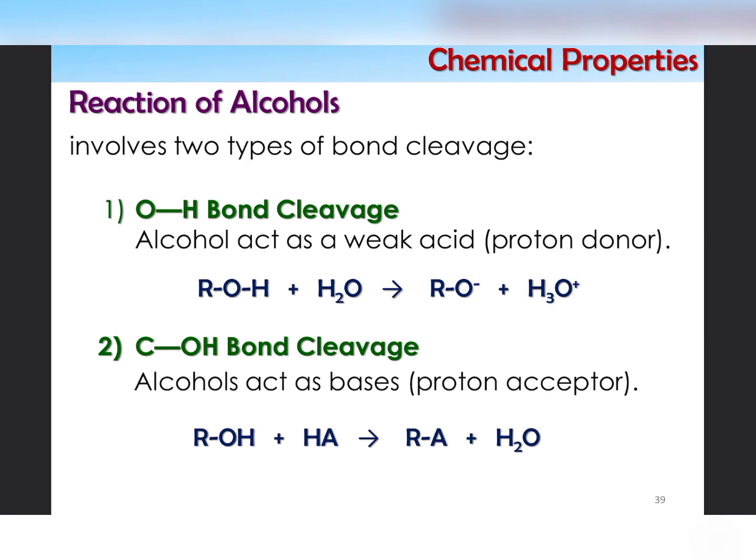And then the next type is C-OH bond cleavage, yang mana kita potong dekat carbon bonded to OH, kita potong between carbon and oxygen. So in this case, alcohol act as base, which is proton acceptor. So contoh, you have alcohol react with acid, and then kita akan potong dekat between carbon and OH. So you will get your product.